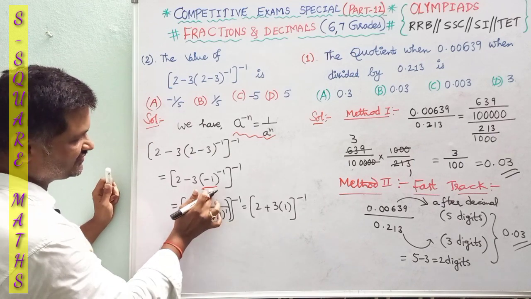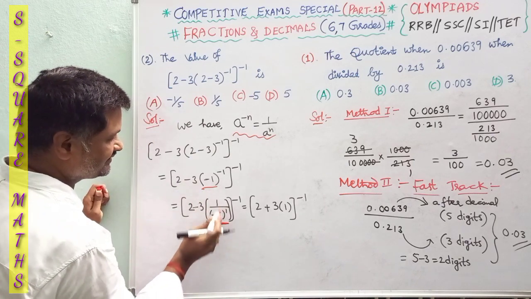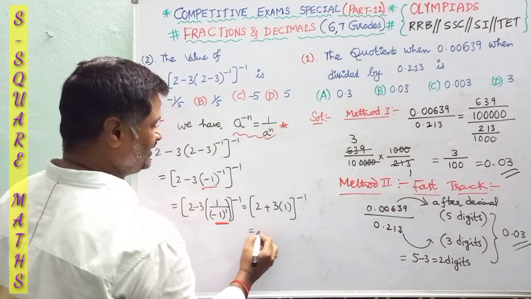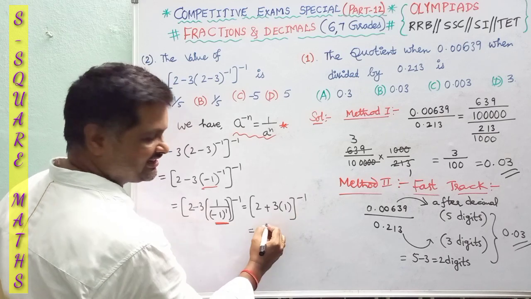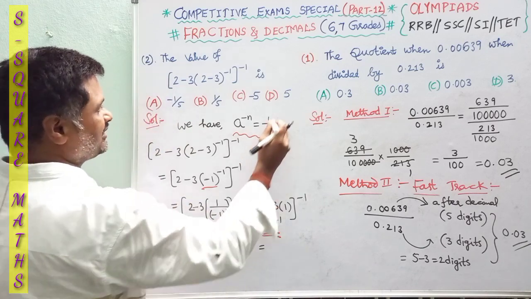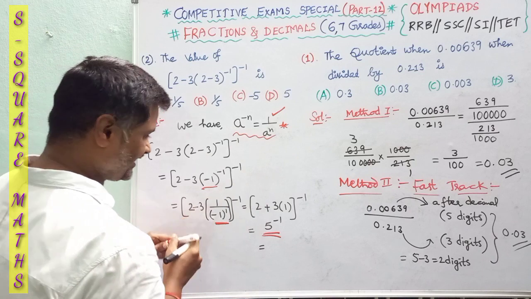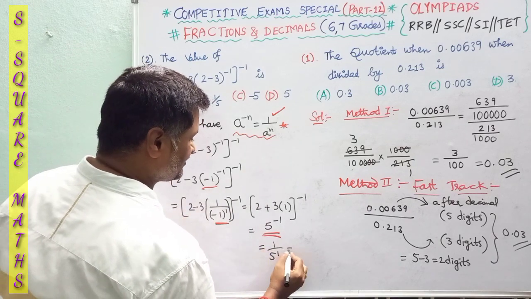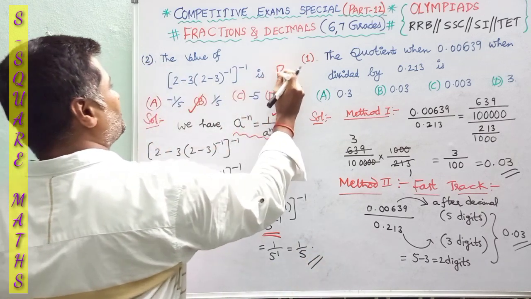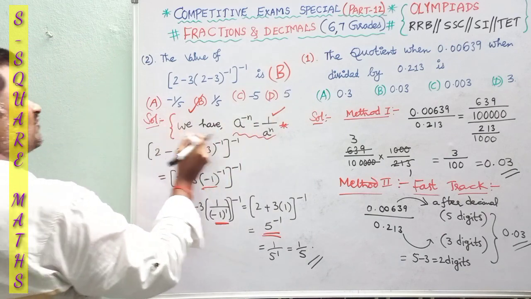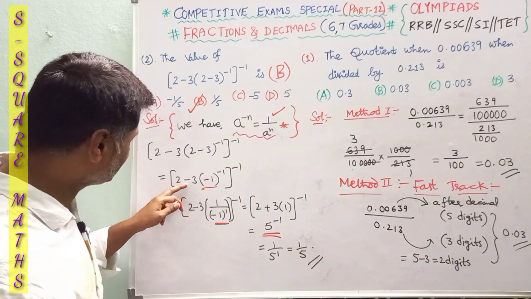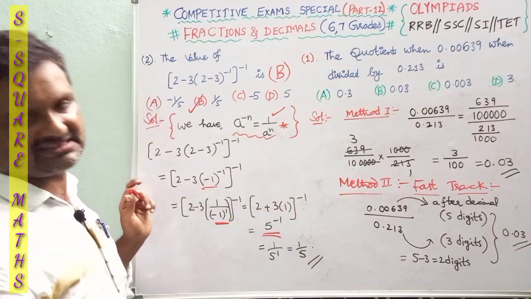Be attentive here, this formula has been applied here. Now I can write 2 plus 3 into 1 is 3, 2 plus 3 is 5 power minus 1. Again you have to apply the same formula, a power minus n is 1 by a power n, so I can write 1 by 5 power 1, so 1 by 5. So it is 1 by 5, nothing but option B. If you are aware of this formula, you can do it very easily. Here minus into minus becomes plus.